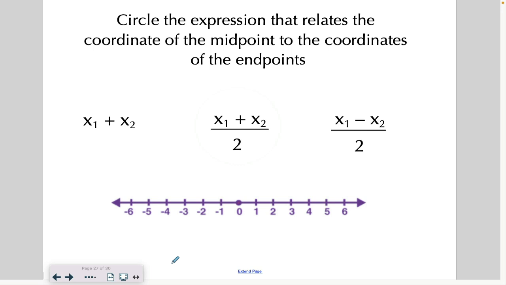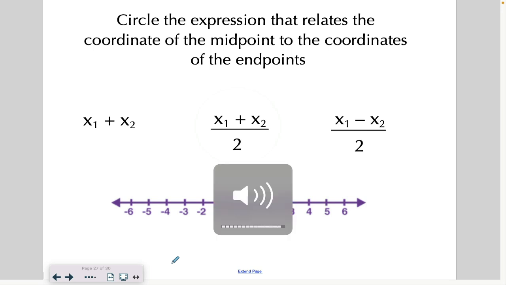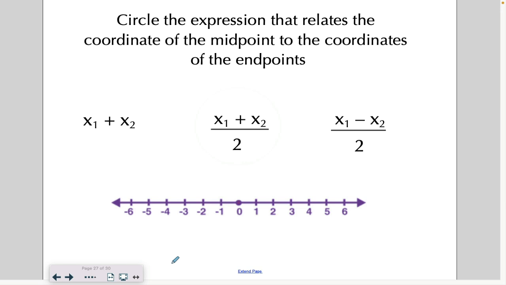Okay, I got one more question for you to do that I think is kind of tricky that you're going to work through, but let's just do this part. It says circle the expression that relates the coordinates of the midpoint to the coordinates of the endpoints. I want you to look at those and make a decision, and then you'll work on the last question on there together afterwards. I want to know the coordinates of the midpoint related to the coordinates of the two endpoints.